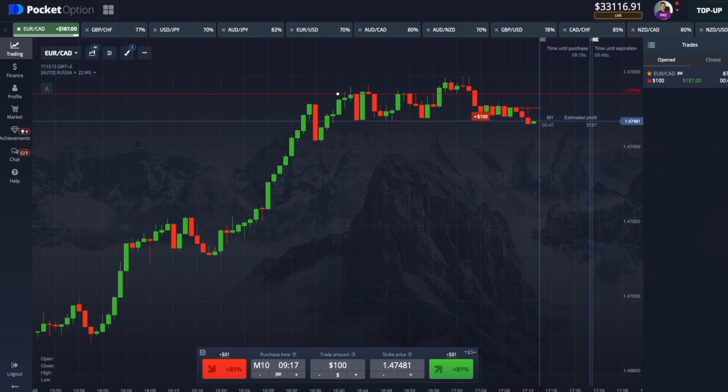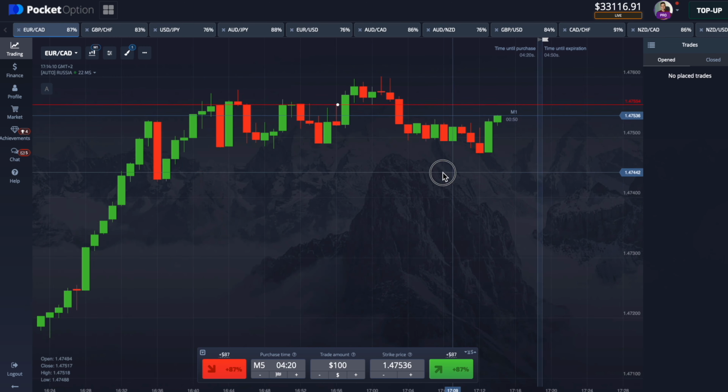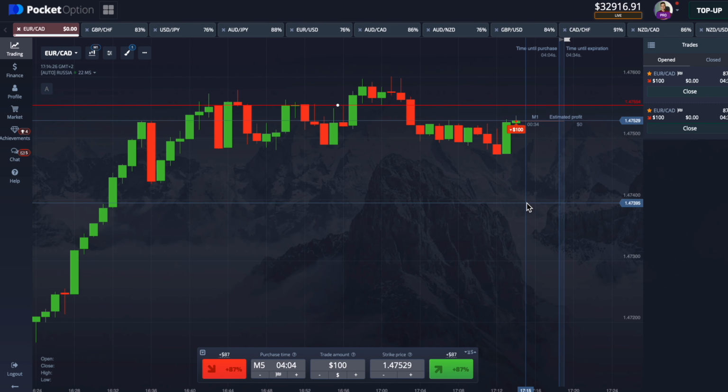The chart doesn't make sharp movements and tests this level for a long time, and I don't have enough time to close the deal successfully, so I double my trade for another 5 minutes.